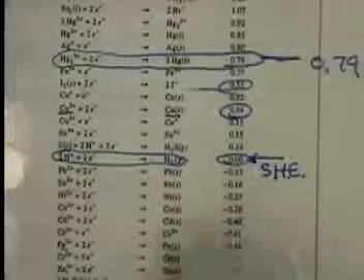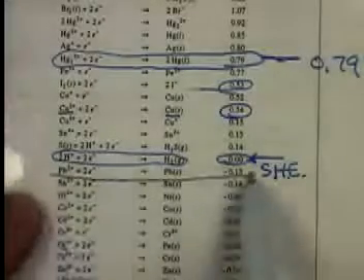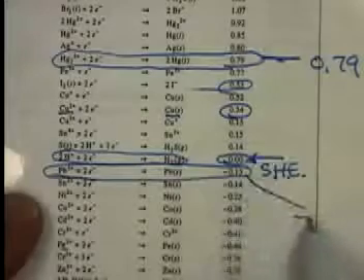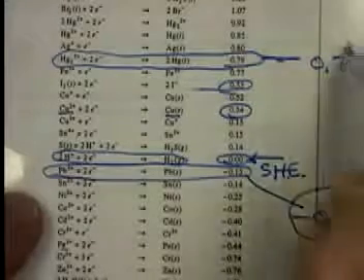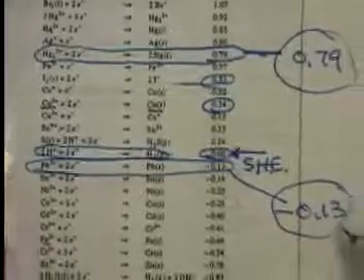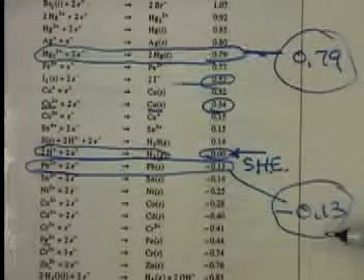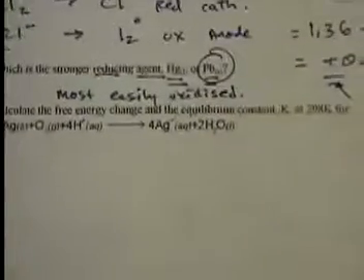Mercury is right up here where it has a standard reduction potential of 0.79. And lead is right down here at negative 0.13. Well, remember we said the one that's the most negative is the one that's most easily oxidized. And that's what we want to know, so which one's most easily oxidized. And so we say that lead is the best reducing agent in this particular problem.